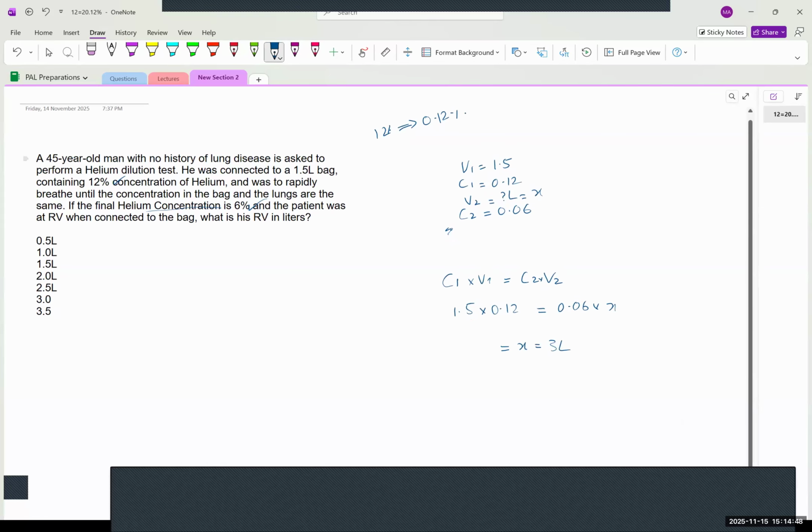However, first of all, the question told us he was told to rapidly breathe until the concentration in the bag and the lungs are equal.